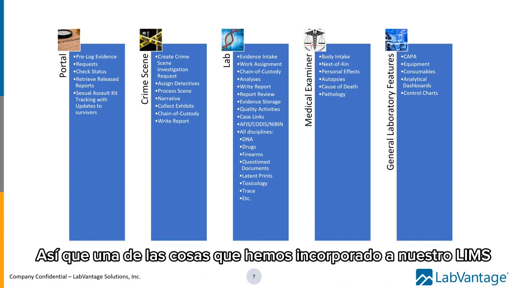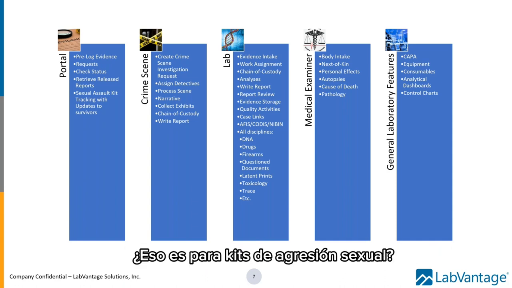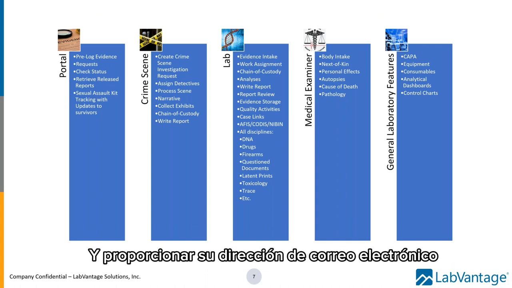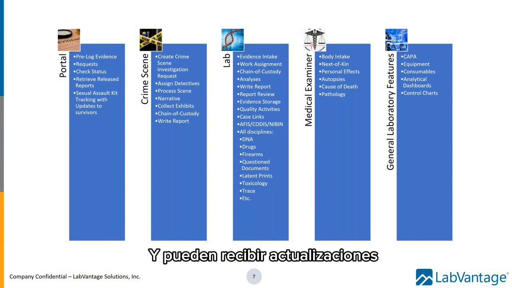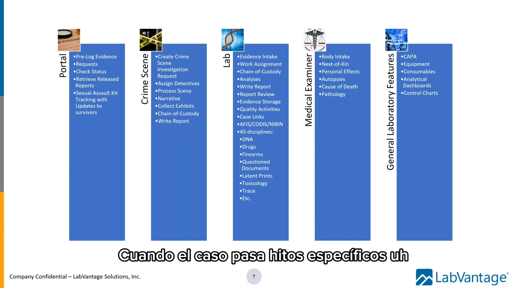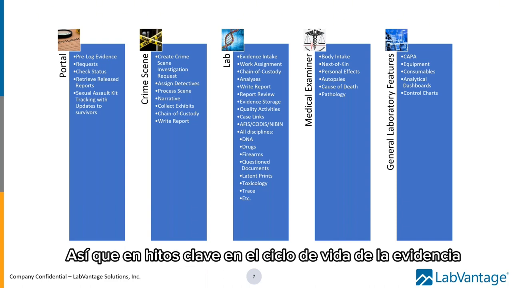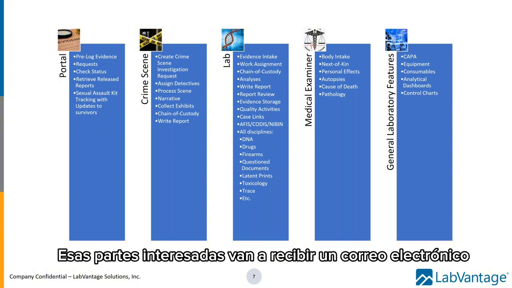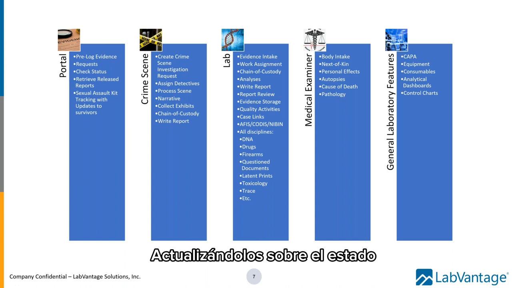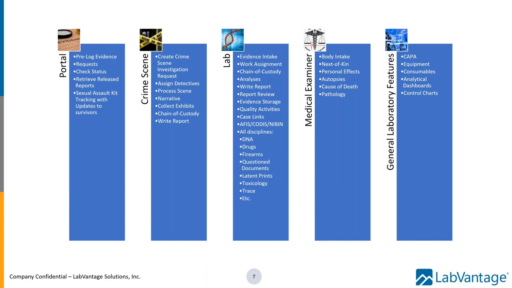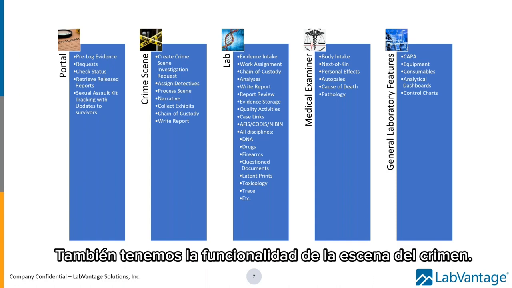So one of the things that we have built into our LIMS is that for sexual assault kits, the survivors can opt in and provide their email address, and they can receive updates when the case passes specific milestones. It could not only be the survivor, but it could be other stakeholders, like maybe a lead detective or a prosecuting attorney. So at key milestones in the life cycle of the evidence, those stakeholders are going to receive an email updating them on the status. We also have crime scene functionality.